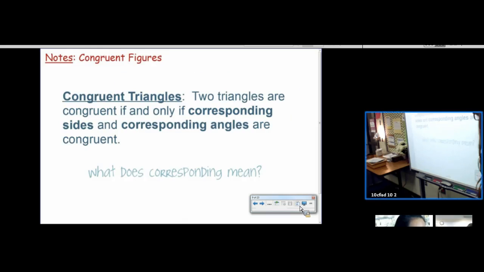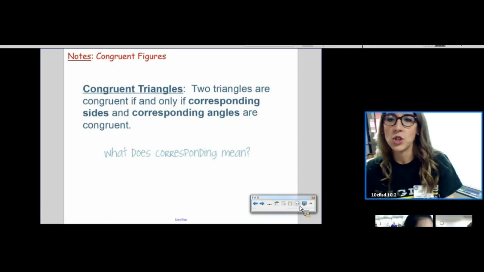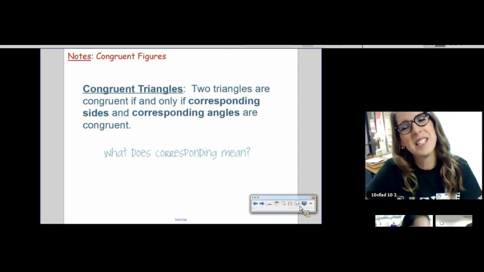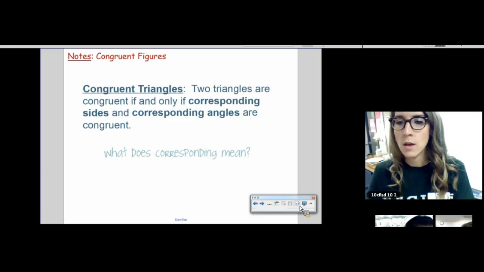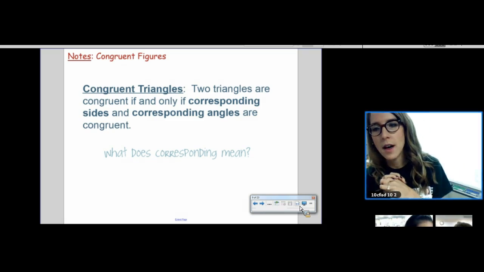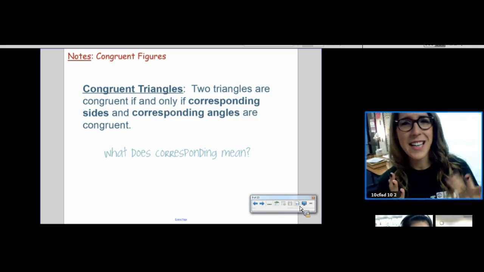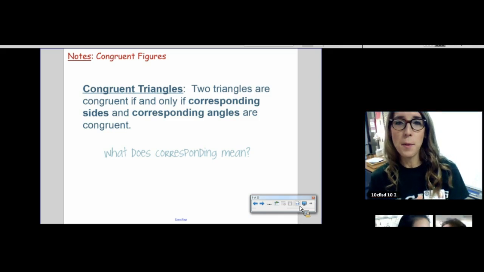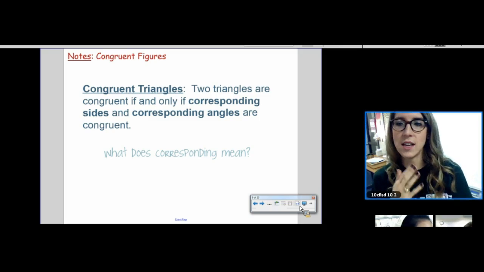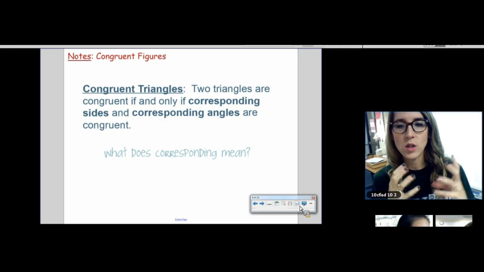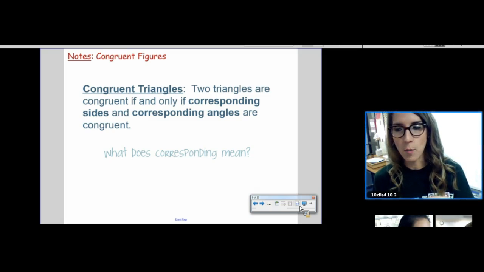All right, you may write this definition down. Congruent triangles, and this is really true for congruent figures in general, but two triangles are congruent if and only if the corresponding sides and the corresponding angles are congruent. So you're writing this down in your notes. What does it mean? A definition is only good to us if we know what the words in the definition mean. What does corresponding mean? So we need to figure out what that means.